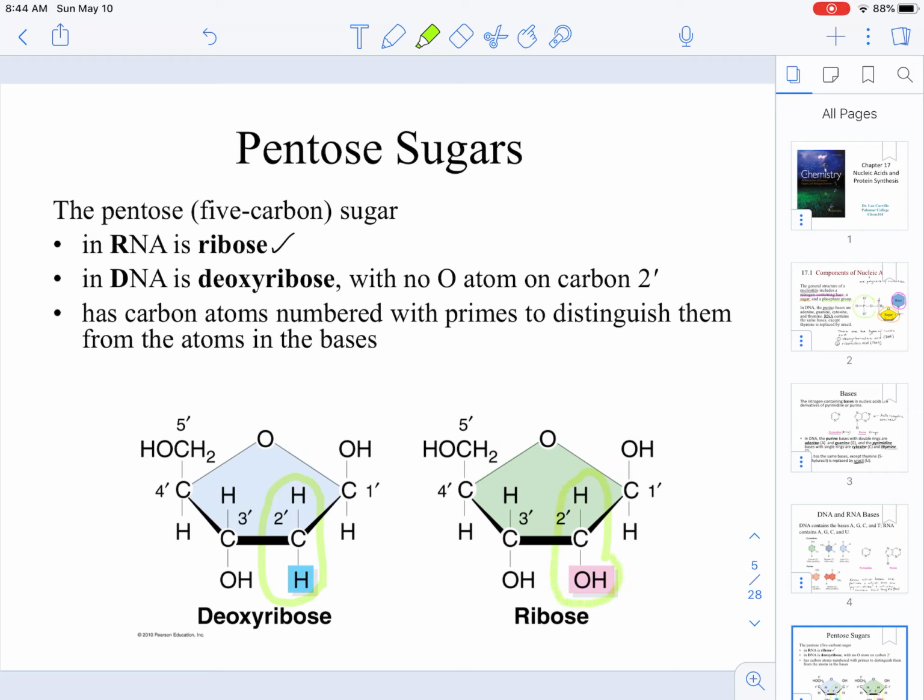Now, deoxy means lack of oxygen. And as you can see, this lack of oxygen in the deoxyribose is going to be at carbon number 2 in the ring system.